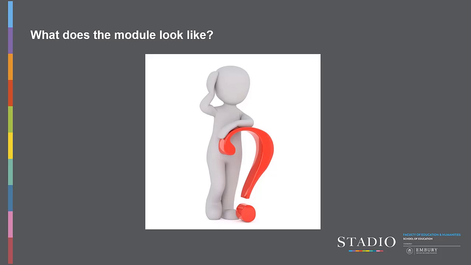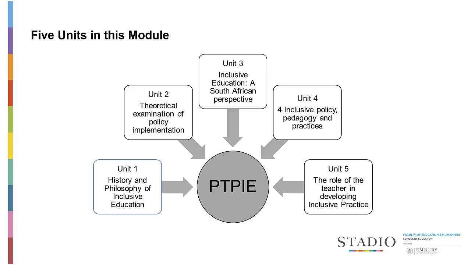So what does our module look like? It's broken up into 5 units. In the first unit, we're going to be looking at the history and philosophy of inclusive education. In unit 2, we're going to look at the theoretical policies and implementation of policy, and what the issues are about policy being implemented, what works, what doesn't work. Then in unit 3, we're going to look at the South African perspective. There we're really going to go deeply into what is actually happening in South Africa in terms of inclusive education. In unit 4, we're going to look at inclusive pedagogy, and of course pedagogy is teaching and the practices.